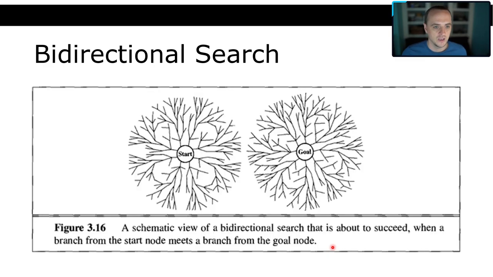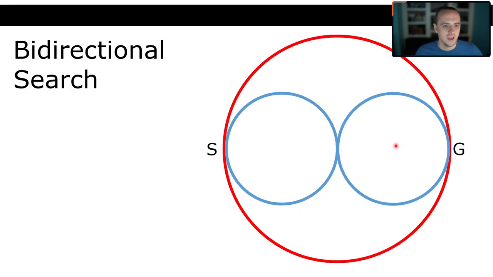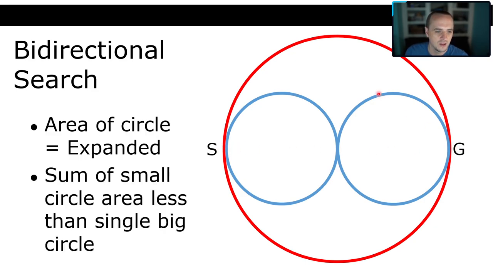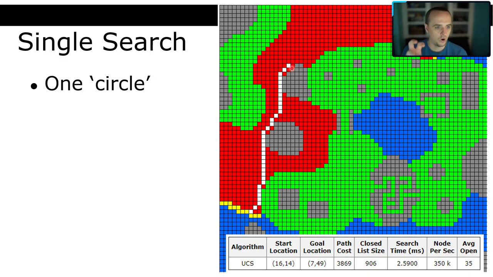Okay? So here's what bidirectional search looks like in the optimal case: we have one smaller radius over here, and one smaller radius over here, and at some point they touch and we have our path. So if we look at this, we're going to have a start and a goal. The sum of the areas of these circles is much less than the area of the bigger circle, is what I'm trying to say here. So for single search, there's one of these circles.